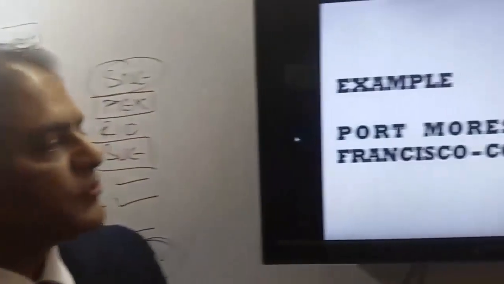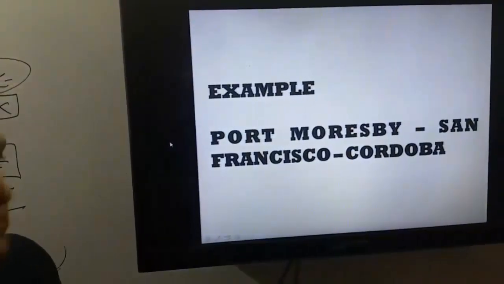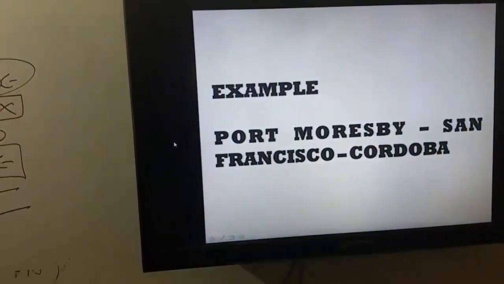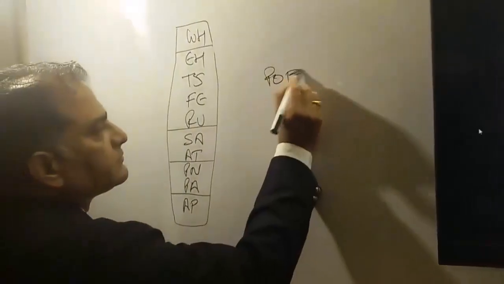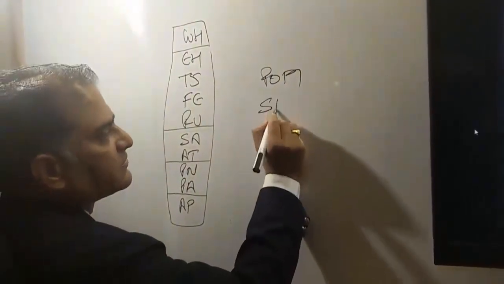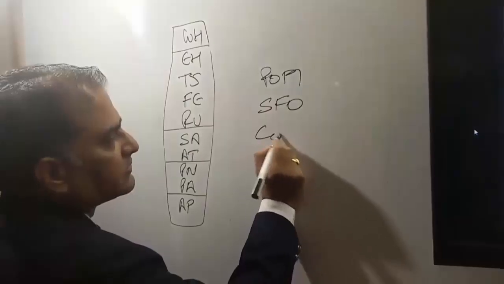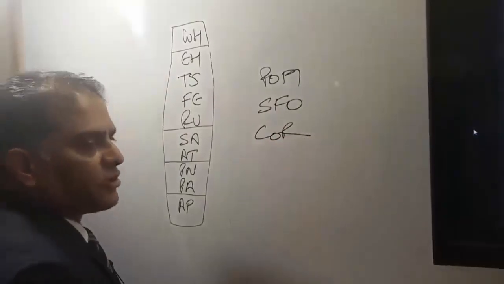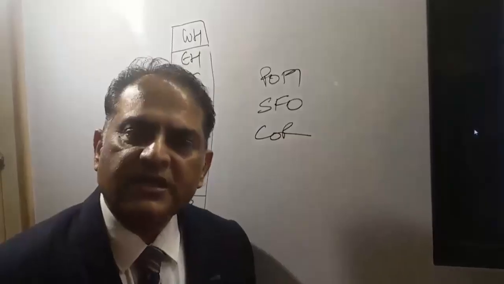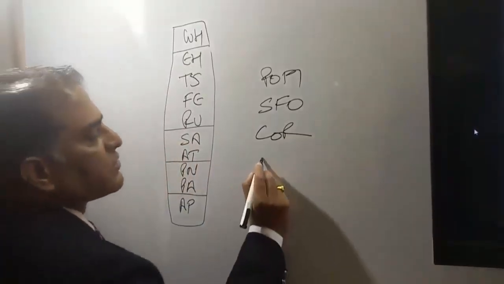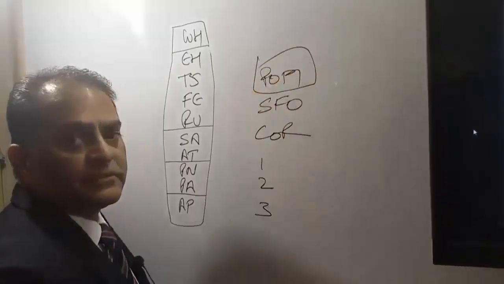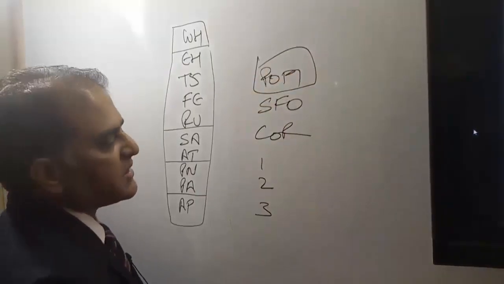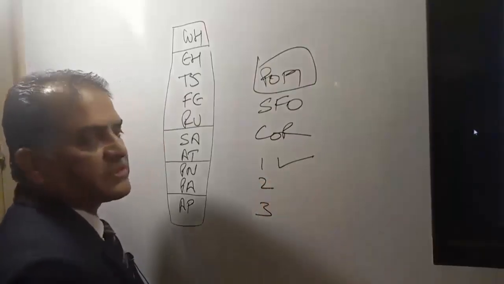Next is Port Moresby, San Francisco and Cordoba. Now for PN, our itinerary has to satisfy three conditions. Very first, origin, destination and via. Port Moresby is in Papua New Guinea and Papua New Guinea is in Southwest Pacific. That means it has satisfied the origin condition.